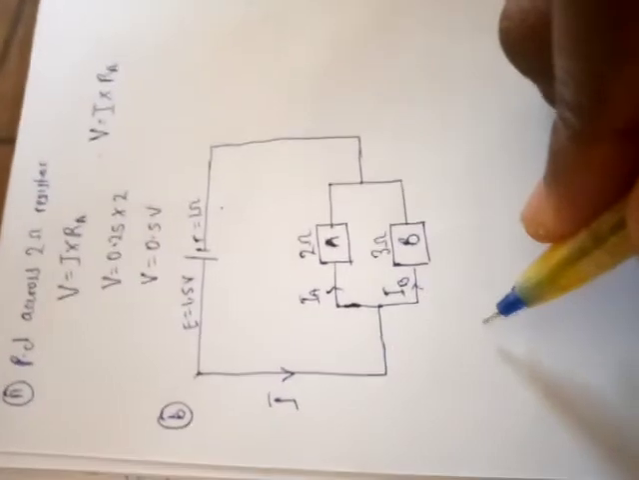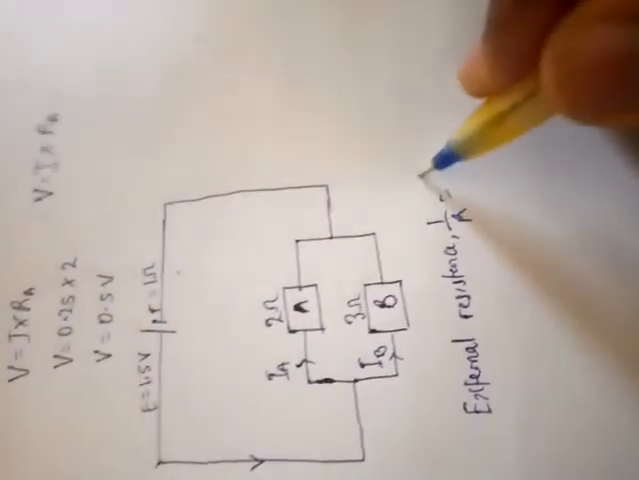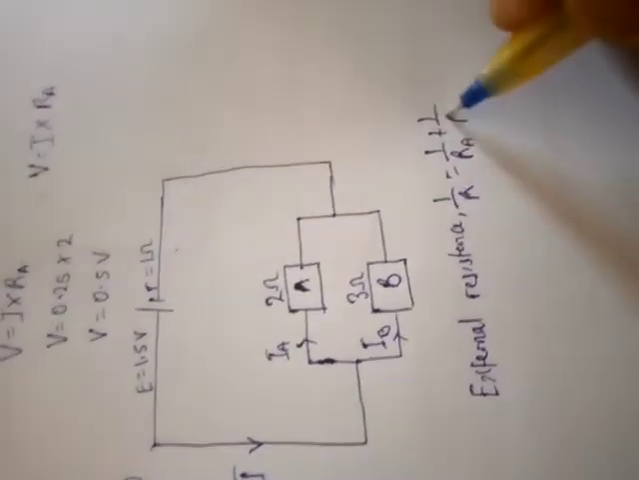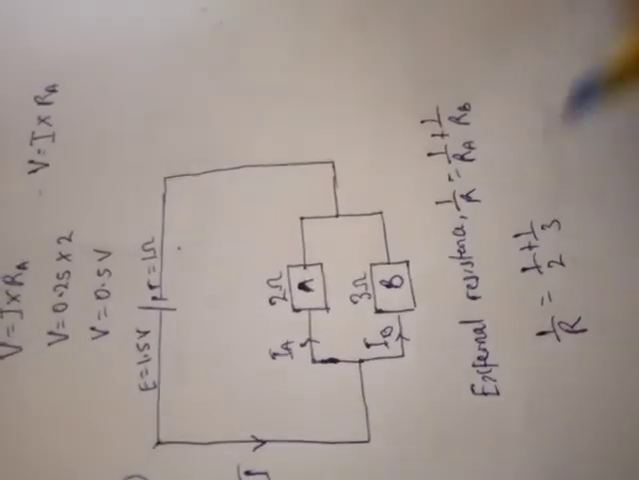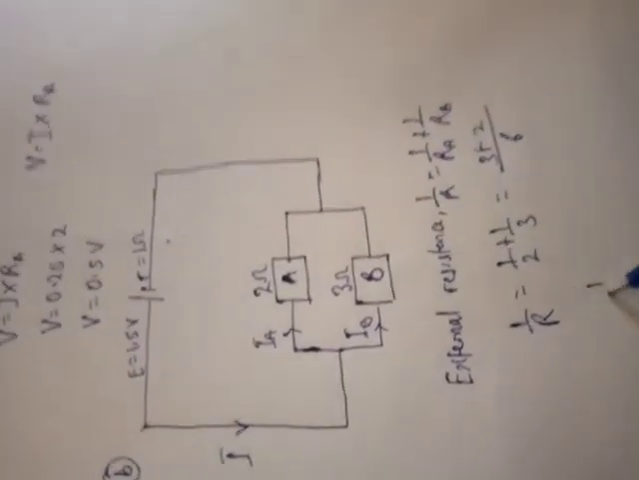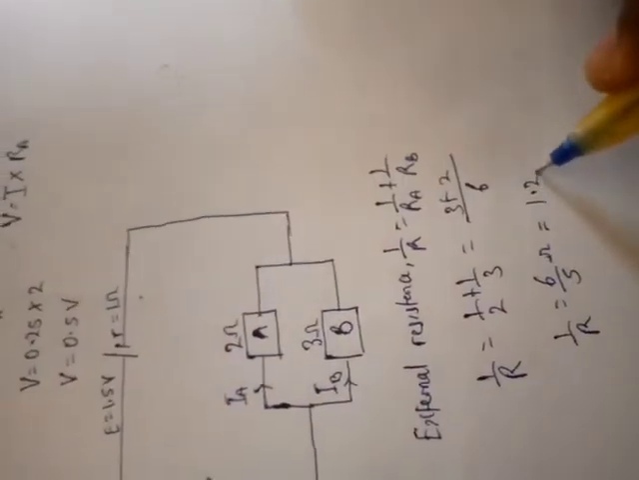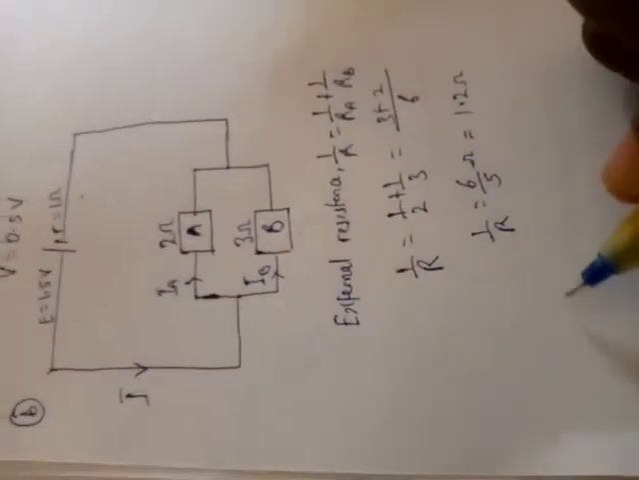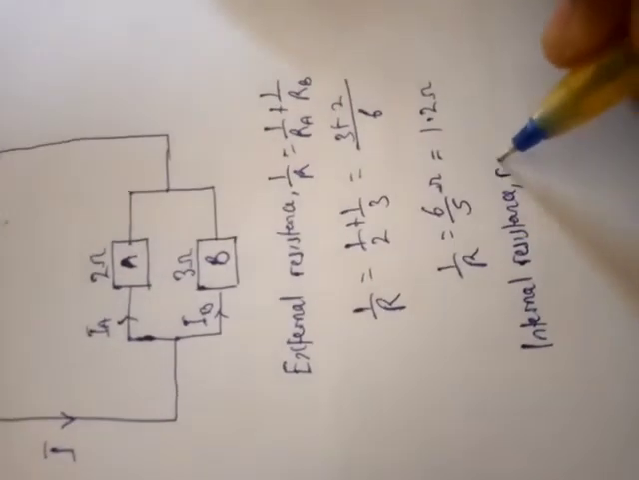So now for the external resistance, 1 over R is going to be 1 over RA plus 1 over RB. This 1 over R is equal to 1 over 2 plus 1 over 3, which is now what? The LCM is 6, 3 plus 2. 1 over R is 5 over 6, which gives R as 1.2 ohms. And the internal resistance, small r, is 1 ohm.